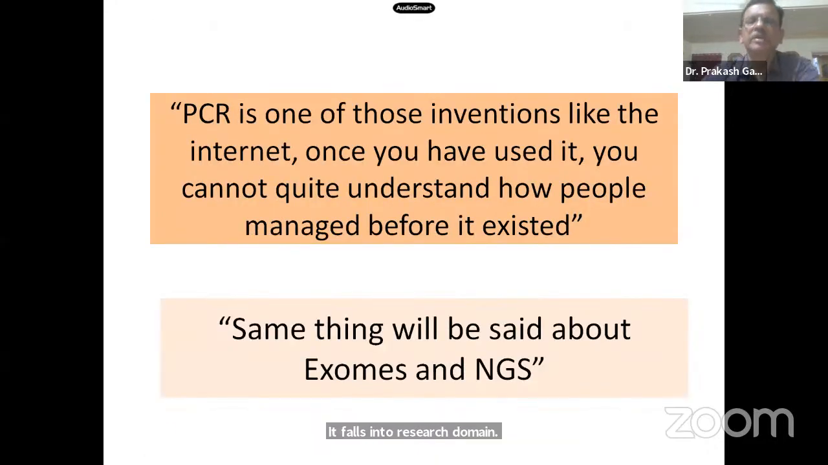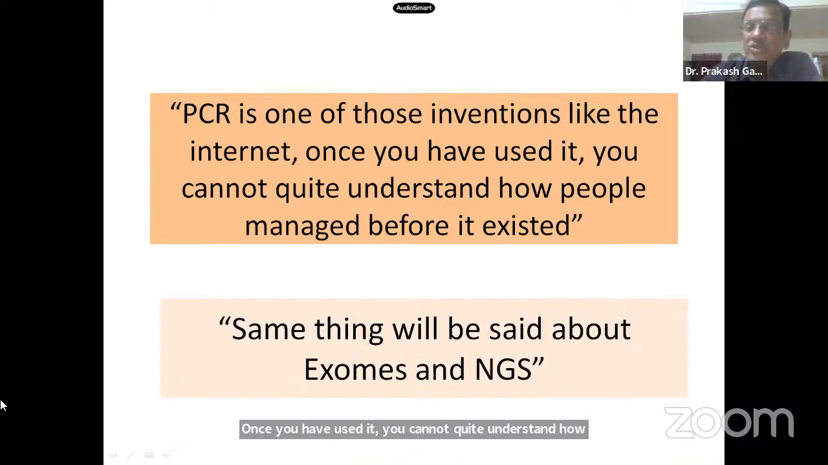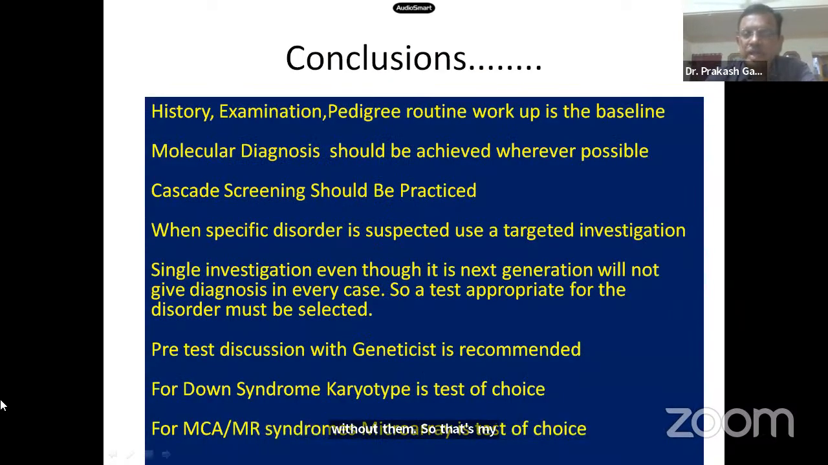Not going into this. So just to summarize, it has been said about PCR that it is one of those inventions like the internet. Once you have used it, you cannot quite understand how people managed before it existed. So similarly, I will say here regarding exomes and NGS. Exomes and NGS will be one of those inventions just like the internet and PCR. So maybe in coming years, we will just wonder how we existed without them. So these are my conclusions and take-home messages.